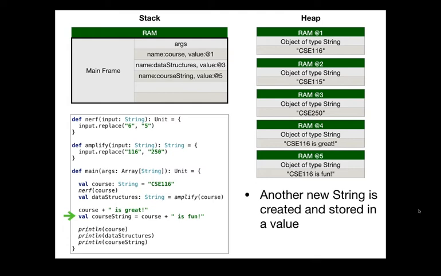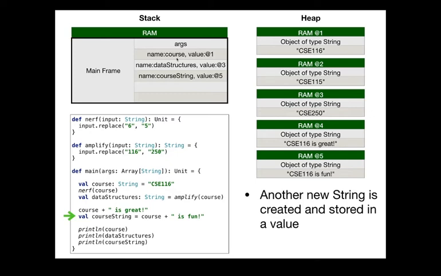And then "is fun", with a space, would also be another string that's created and put on the heap. Then we're going to concatenate. This time we are doing what we're supposed to. We're going to reassign this to a new value. And now course string is going to get this reference assigned to it. We're going to have course string with that reference at 5. And now we can see that change reflected in this new value named course string.